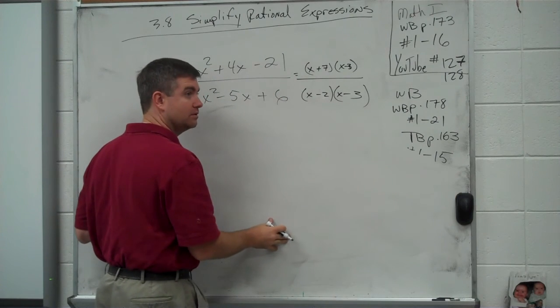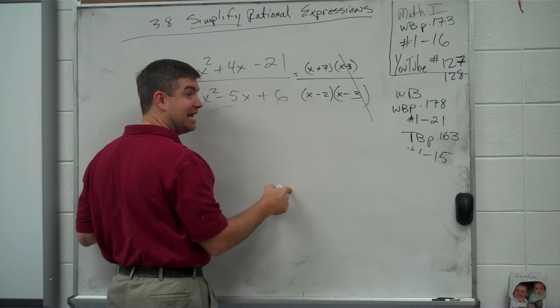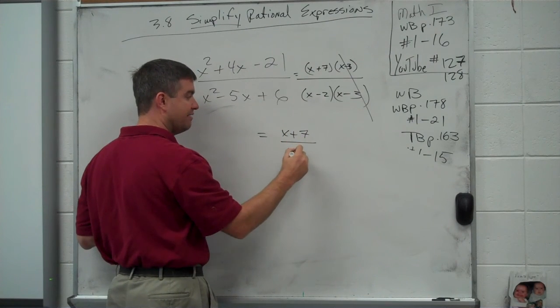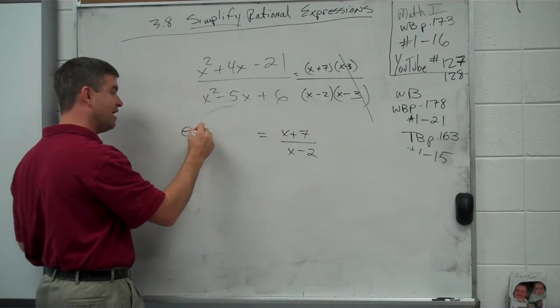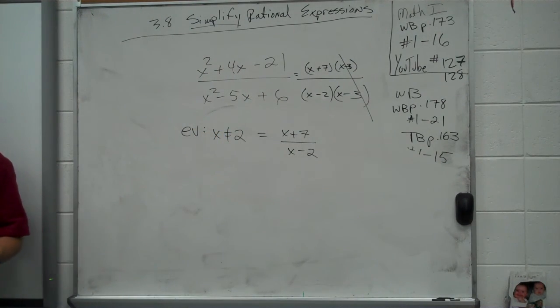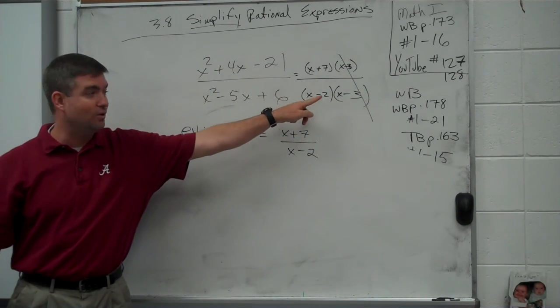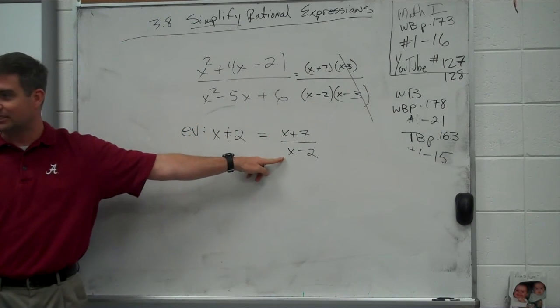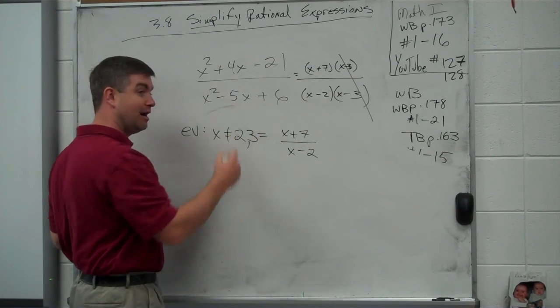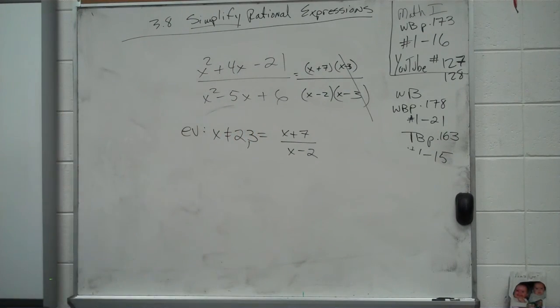Okay, what cancels? x minus 3's cancel. And so what's my answer? x plus 7 over x minus 2. My excluded value is x cannot equal positive 2. What about 3? It got canceled. I thought you said you had to look at it. Do I look at the beginning and get 2 and 3, or do I look at my answer and just get 2? You better look at the beginning. I want somebody to raise their hand and say, Coach Collins, you're wrong. The excluded values are 2 and 3.